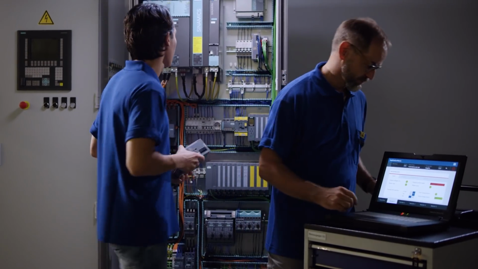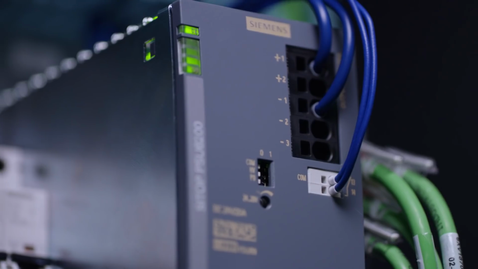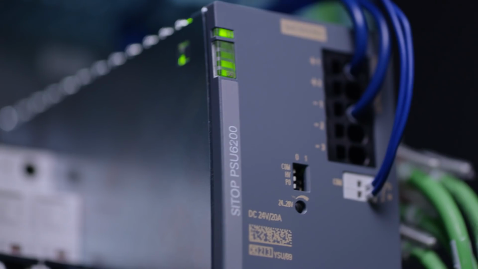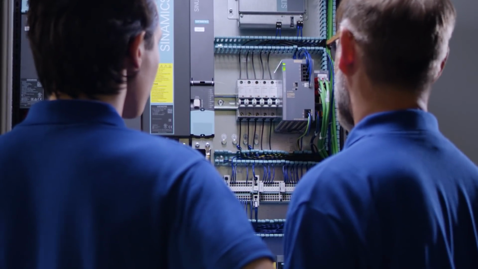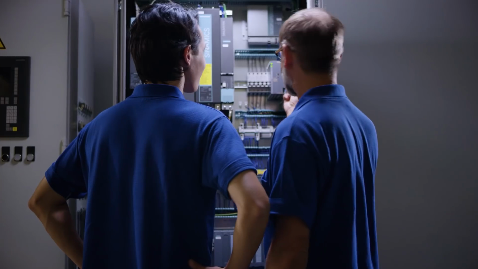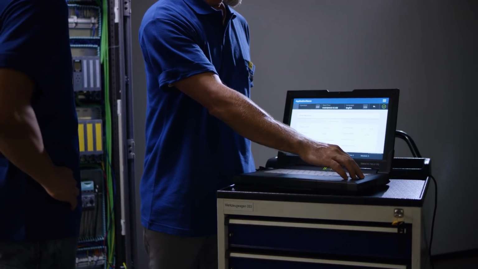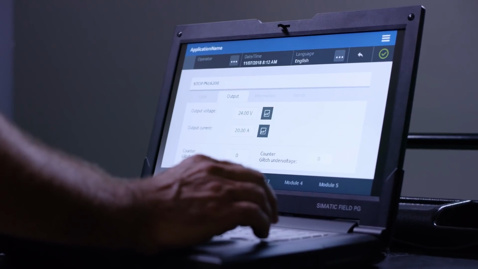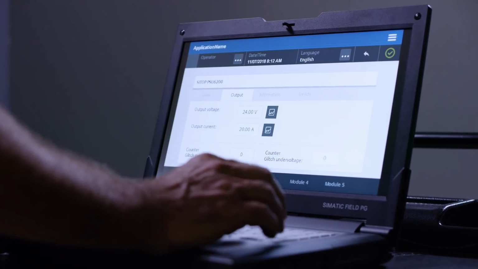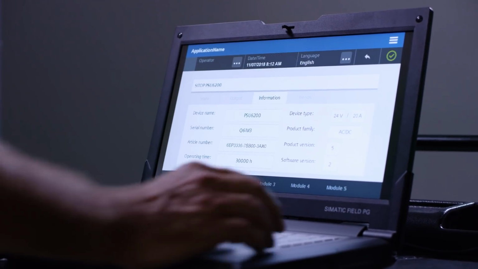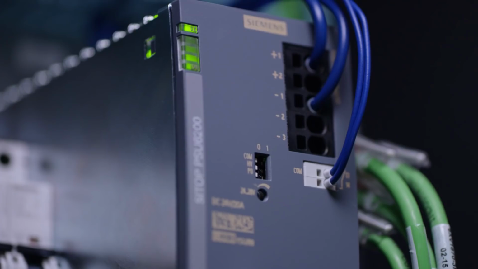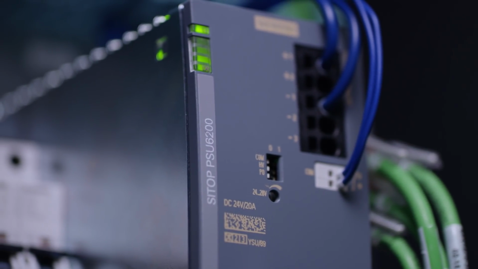In addition to overload monitoring, the power supply also provides more information, like the output current, the output voltage, the temperature status, and even the remaining service life. All this data can be evaluated through a single digital input on a PLC, like the Simatic S7. This allows the panel to display the status of the SITOP PSU6200.